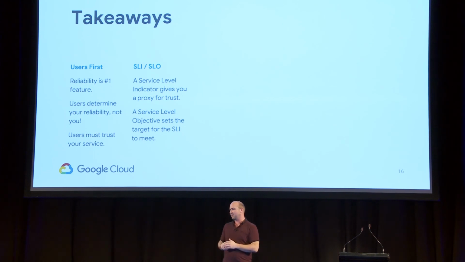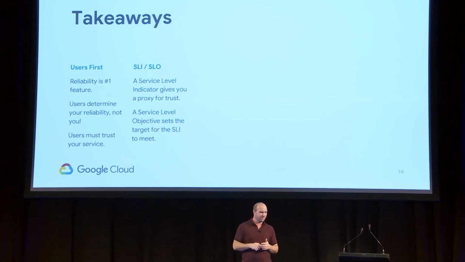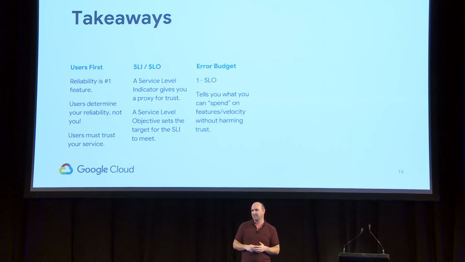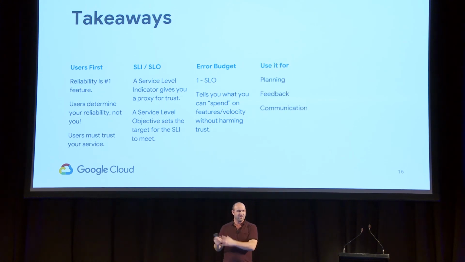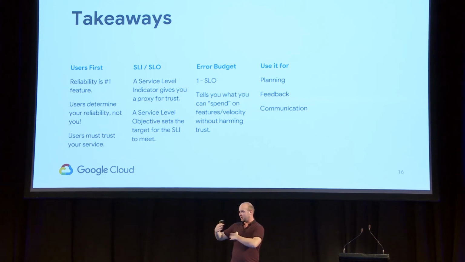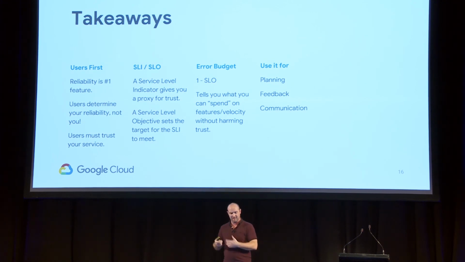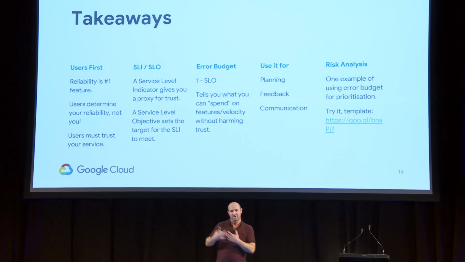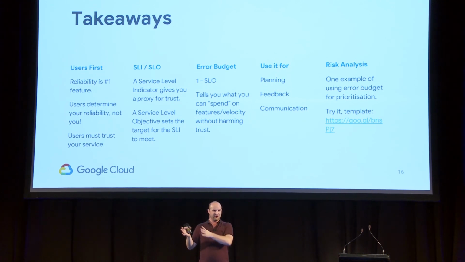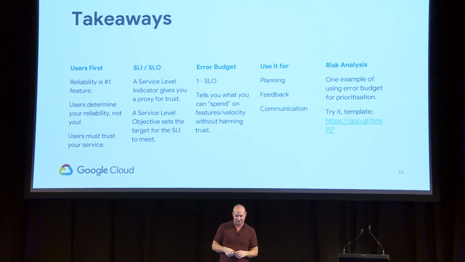To do that, I recommend that you define a service level indicator and an objective for that to help you know whether you are achieving that or not. Once you've got that objective, you can turn it into an error budget. And that error budget then allows you to reason about how to plan, how to take feedback from whether you're achieving the right balance, and how to communicate with different parts of the business about whether you are meeting that goal of trust for your users. And then risk analysis is a tool to allow you to optimize where you're spending your error budget and making sure that you are spending it on planned activities that help move you forward rather than unexpected outages and surprises.